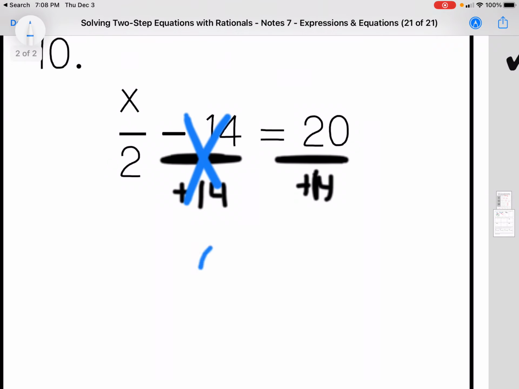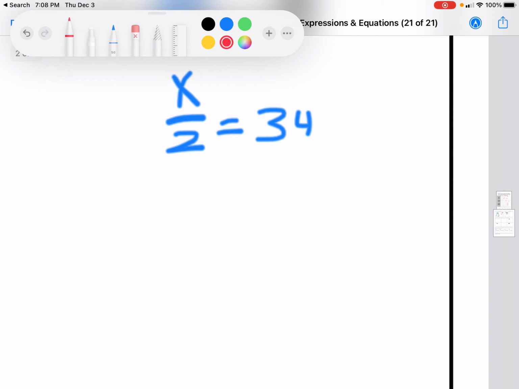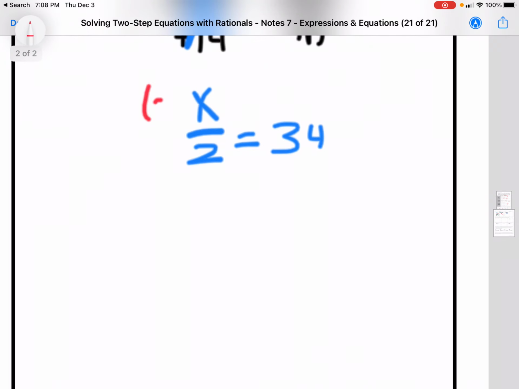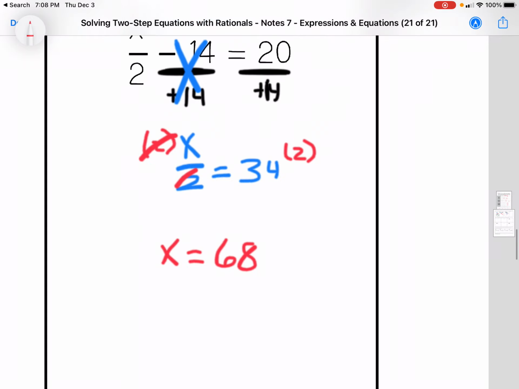Those cancel. Left with x over 2 is going to equal 34. X divided by 2, what is the opposite? Multiplication. Those cancel. Left with x equals 68. Okay.